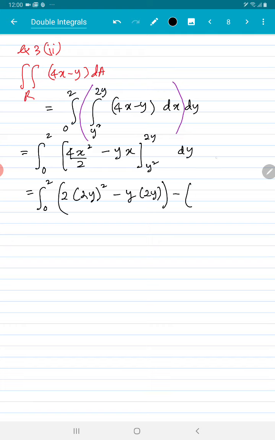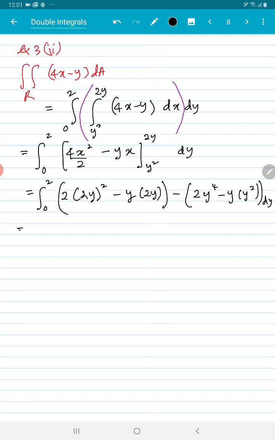Now minus the lower limit. So here we have 2, and the lower limit is y squared, so y squared, and then we square that again. So we have y to the power 4 minus, and then here we have y times y squared, and we have dy. Here we have x squared. Replace x with y squared. So y squared squared, you get y to the power 4.